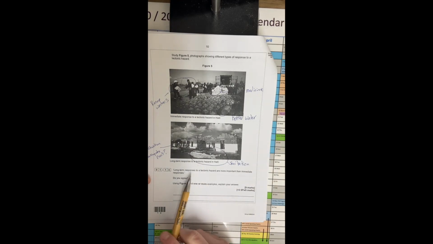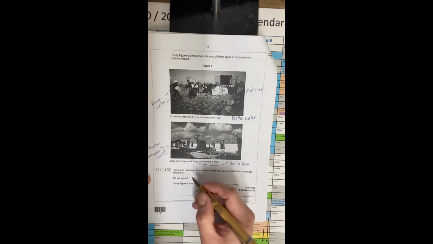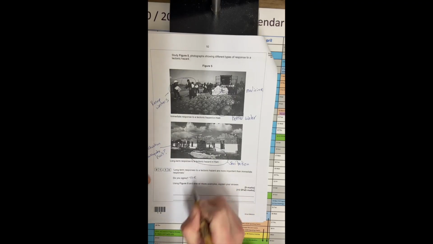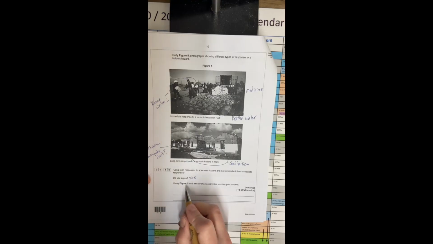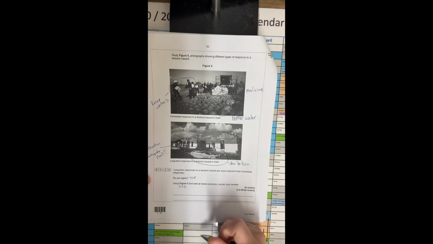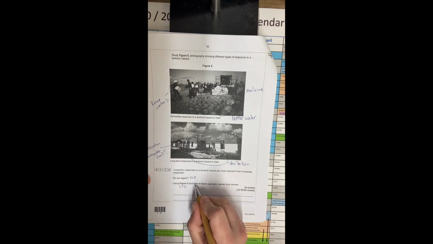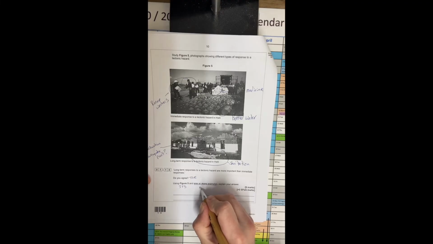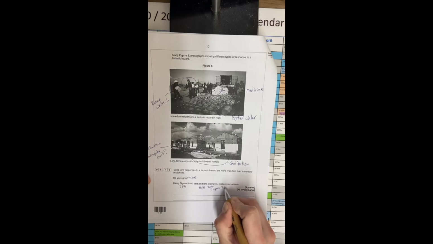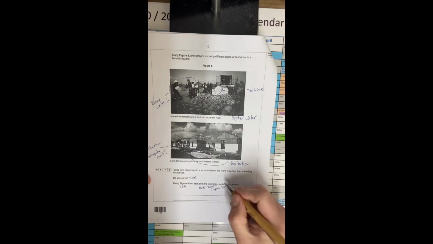So what's the question I want you to know? Long-term responses to a tectonic hazard are more important than immediate responses. Do you agree? Okay, so we're going to make a statement. Do you agree? I would always say agree to some extent. Okay, using figure 5, well, we need to write about what's in figure 5. So I'll put there as a hint in figure 5, use that in your answer. And then one or more examples, Haiti 2010 or Japan 2011, because those are our tectonic hazards. All right, explain, we've got to use this means that.